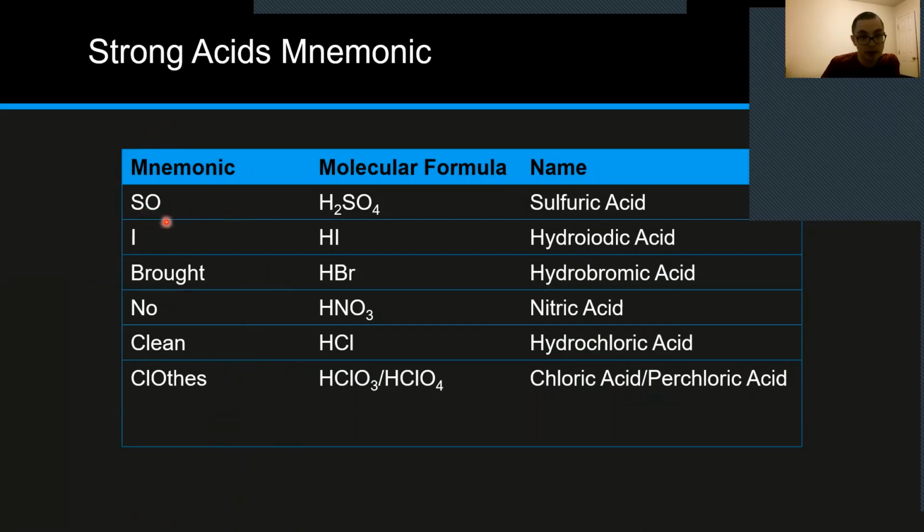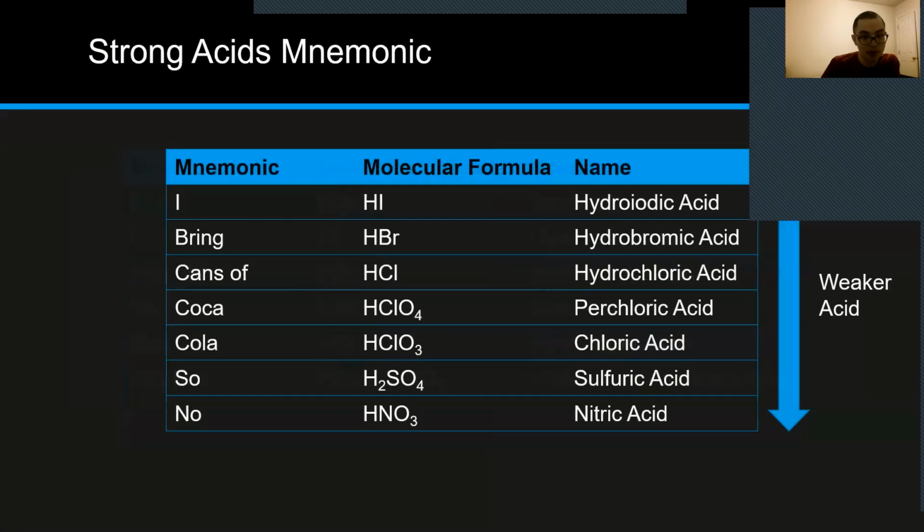So we have SO for the sulfuric or sulfate once it breaks down. We have I for the hydroiodic acid, Br for bromine, NO for nitric, Cl for HCl, and then ClO for chloric acid or perchloric acid.